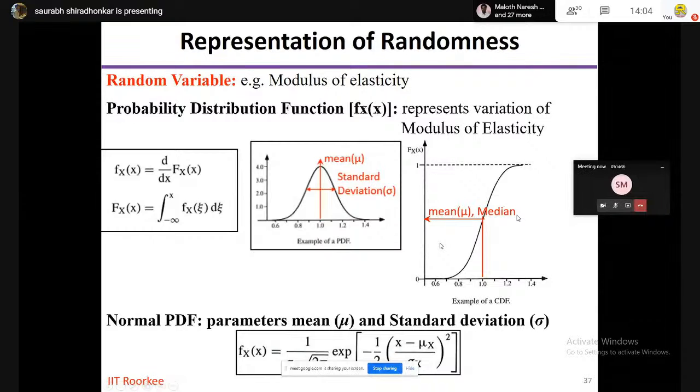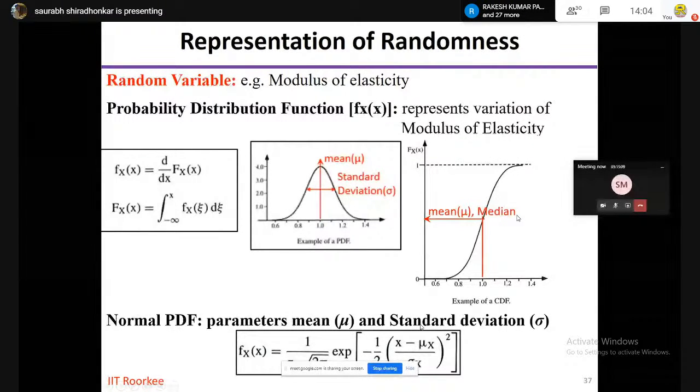Typically, it has been observed that most of the variation that exists in the world follows a distribution called the Gaussian distribution. Since it has been observed very widely, it is also called the normal distribution. This is the formula for the normal distribution, where mu represents your mean strength, or mean modulus of elasticity in this case, and sigma represents the possible deviation from the mean modulus of elasticity. So the formulation is available. There are many other distributions.